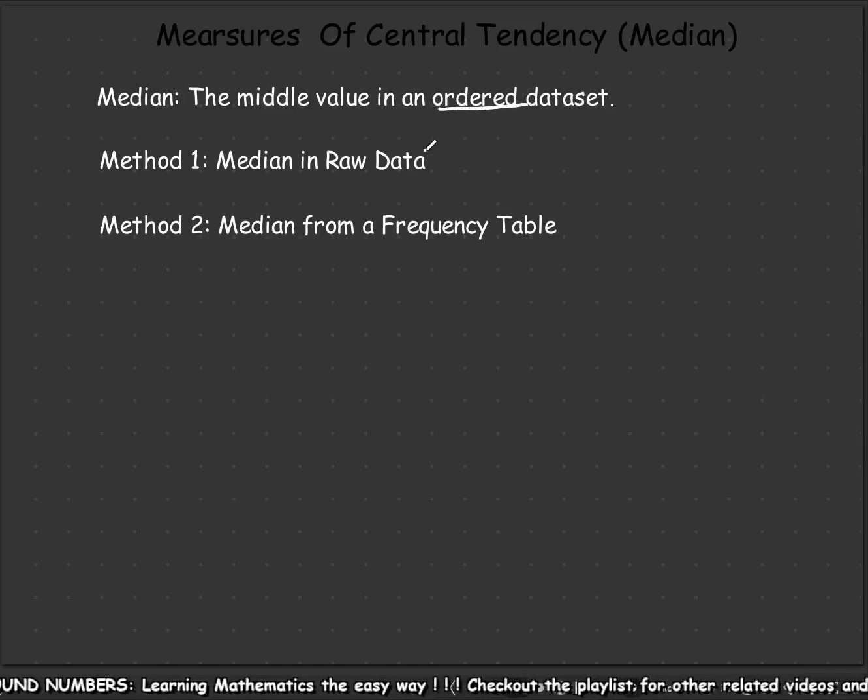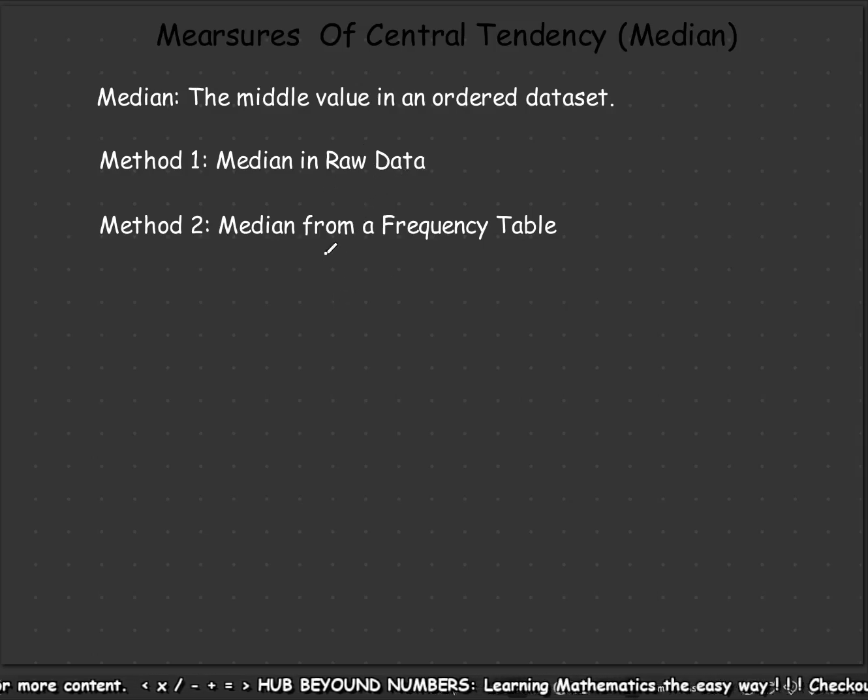When we say an ordered data set, it simply means you have a data set and you have to make sure you have arranged it in order. That is either ascending or descending, but most of the time it is preferable you use ascending. We'll be looking at two methods of determining this median. The first one is when you want to determine the median through raw data. Secondly, when you want to determine the median from a frequency table. So without wasting much time, let's go into that.